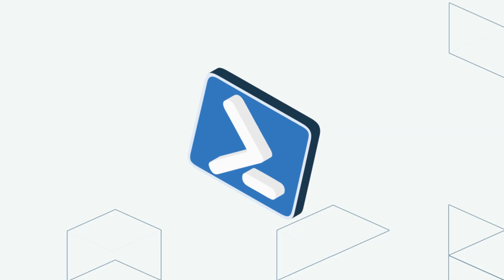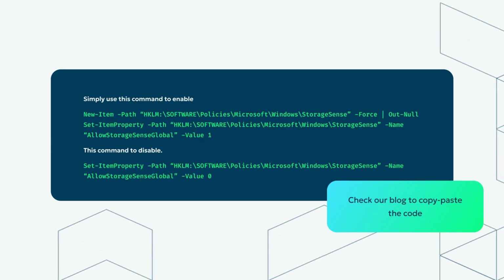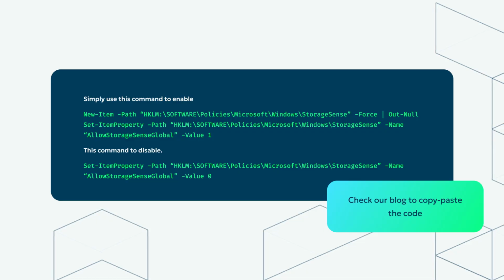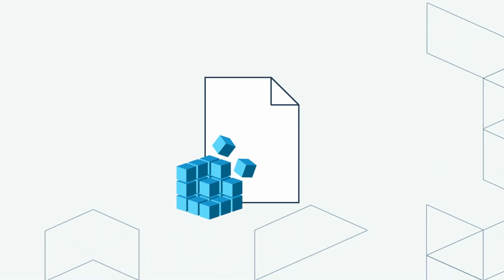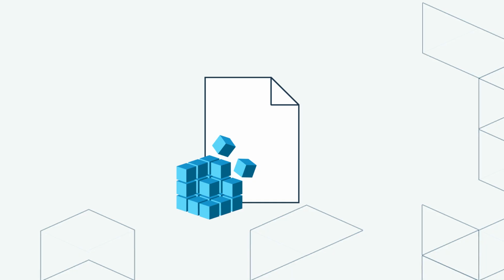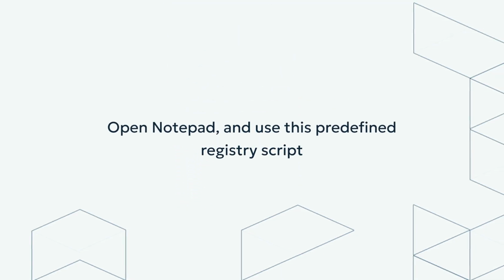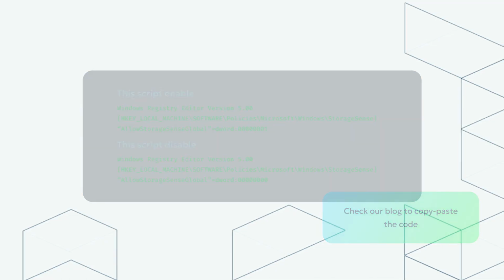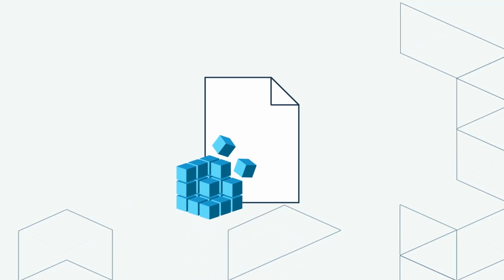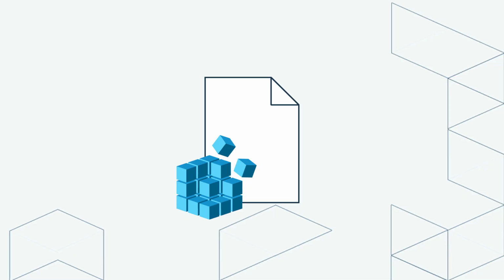For automated deployment, use PowerShell. Simply use this command to enable or this command to disable. Finally, to deploy predefined settings, run a .reg file. Open Notepad and use this predefined registry script to enable or this script to disable. Save it as a .reg file and don't forget to name them properly. Then run it with admin privileges.